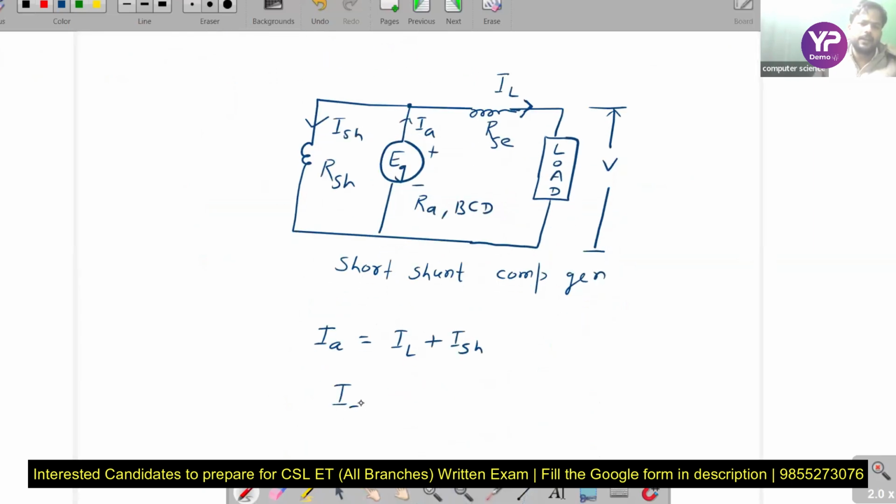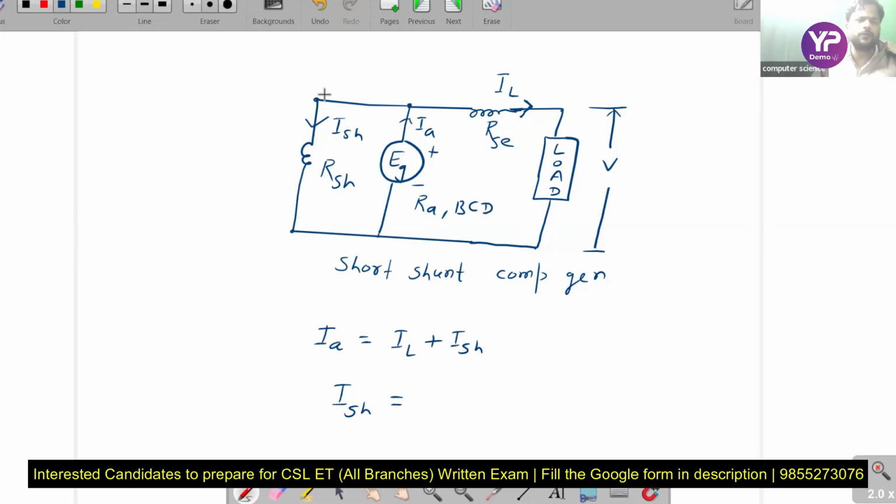ISH equal to, here we need to find ISH. To find out the ISH, we need the voltage across the shunt field winding. In the previous question we took the voltage across the load equal to the voltage across the shunt field winding, but here we don't take this value because the series field winding is connected with the load, and due to this a voltage drop happens. That's why the voltage across the load is not equal to the voltage across the shunt field winding.